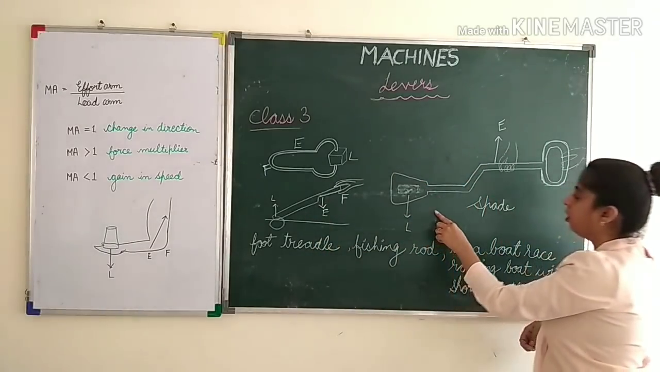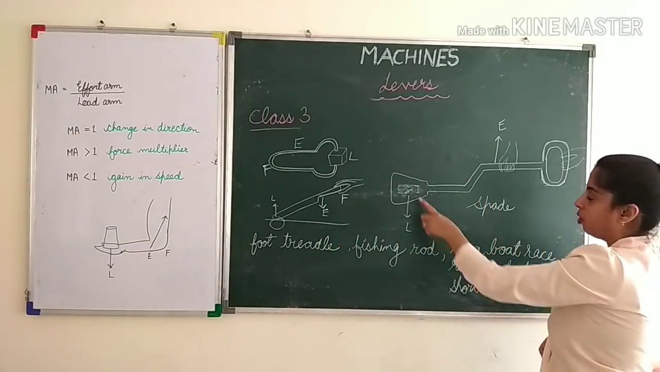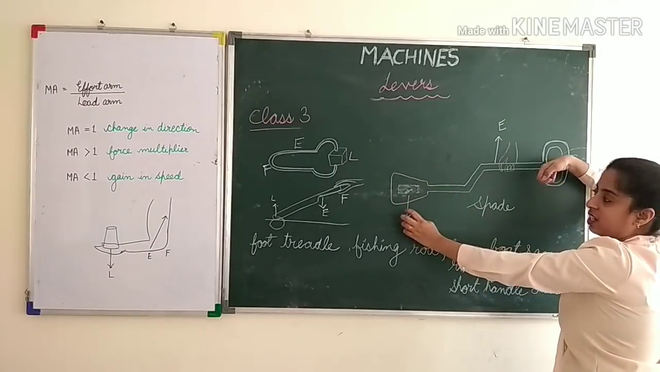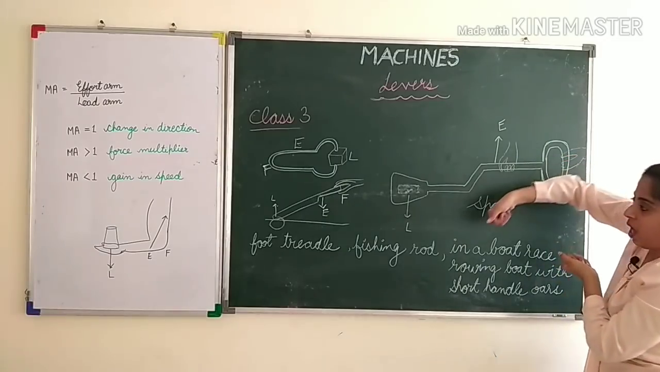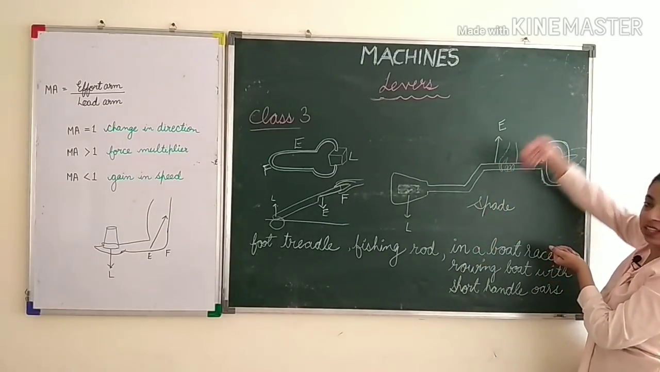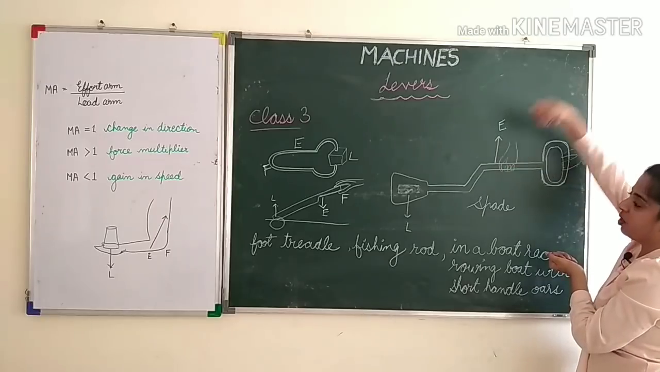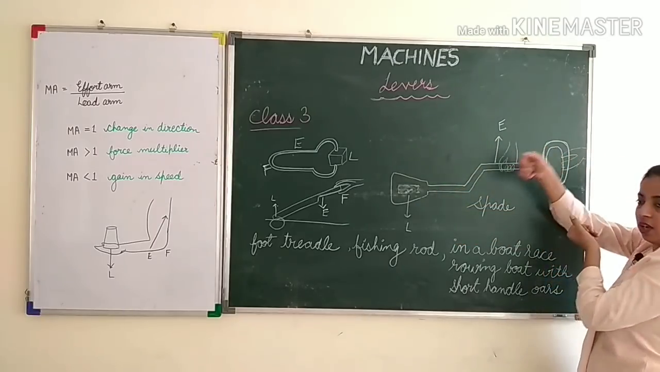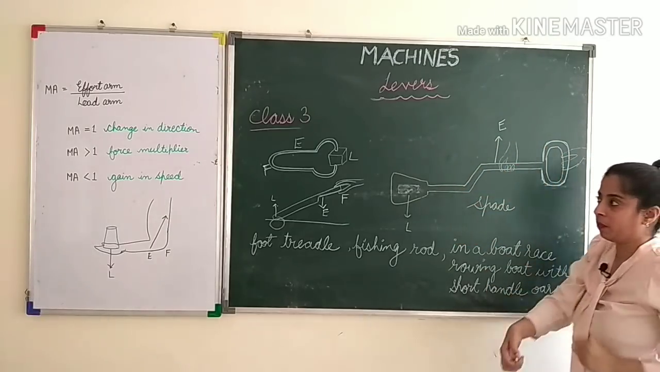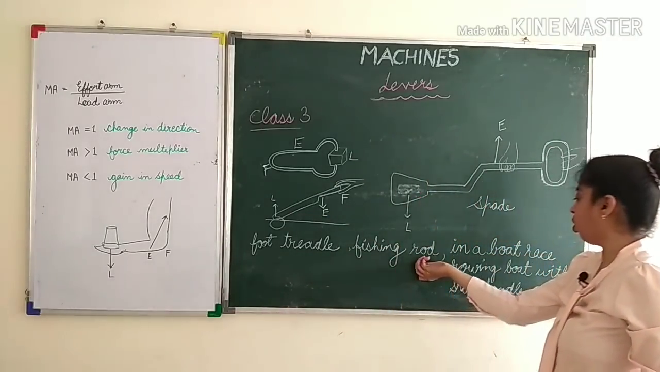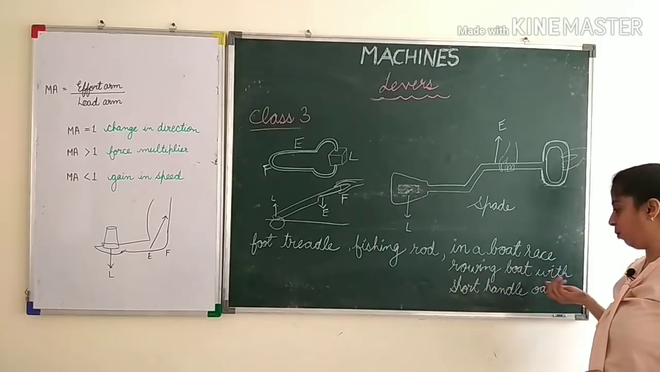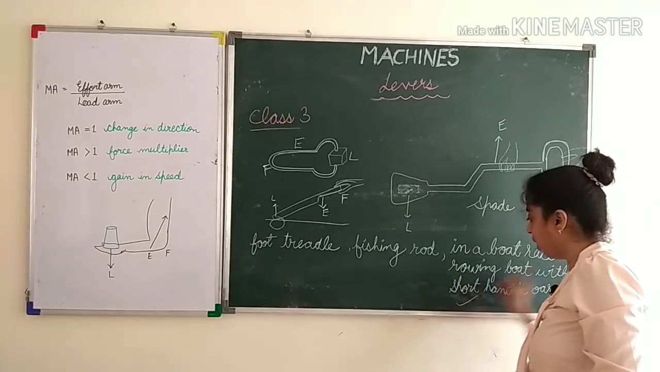Now in case of a spade, you can see load, the heavy part that is here, which is acting downward, and you are holding it from here and you apply the effort like this. So effort is in between, load acting down, and fulcrum is from where you hold it tight. So other examples of class 3 are foot treadle, fishing rod, and in a boat race, rowing boat with short handle oar. This is very important.